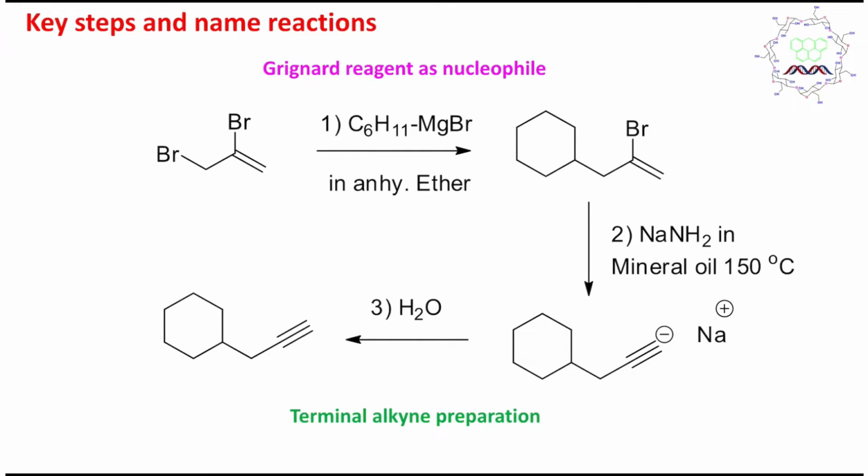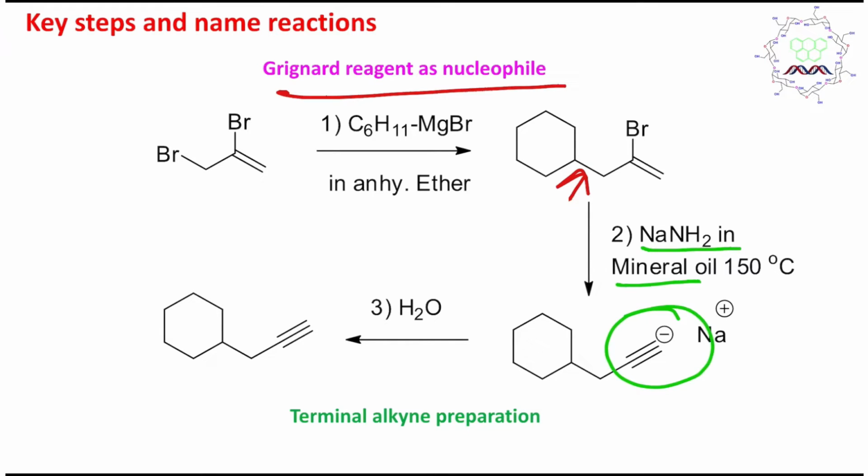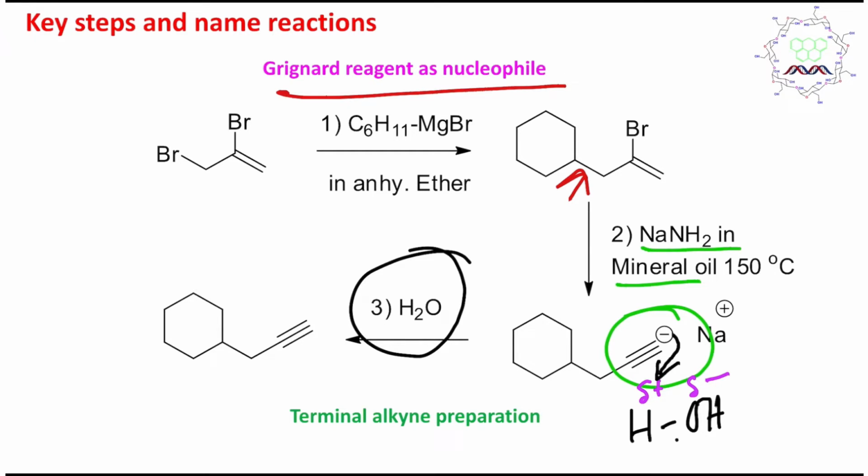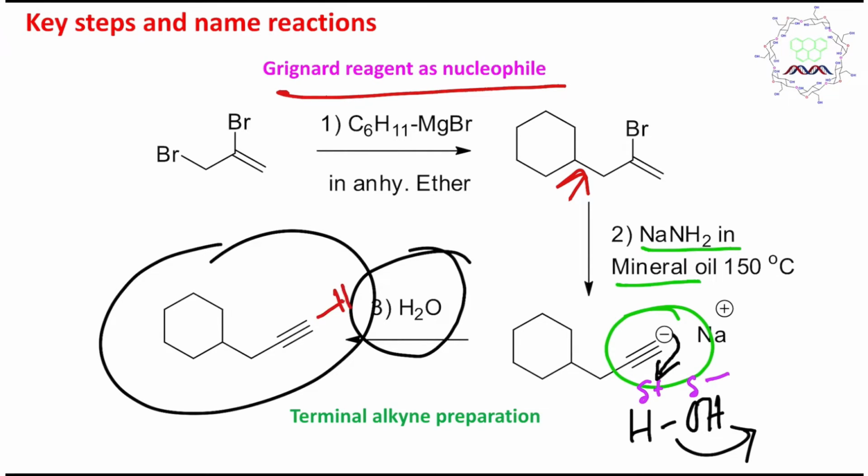So if you look at the key steps and the name reaction associated process, the first step is the Grignard reagent acting as a nucleophile to produce this C-C bond. In the second reaction, sodamide acts as base, and ultimately, with more than 2 equivalents of base, it produces the salt of this terminal alkyne. Later on, upon workup, meaning treatment or reaction with water, it produces the terminal alkyne. This is because if you look at this water molecule, this is delta plus and this is delta minus, and in this case this carbanion abstracts this proton and generates the base. So in this way this terminal alkyne with this H is produced.